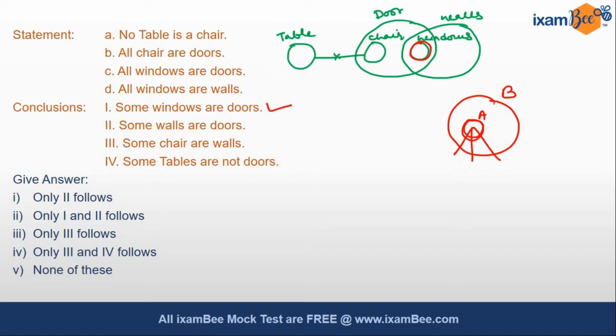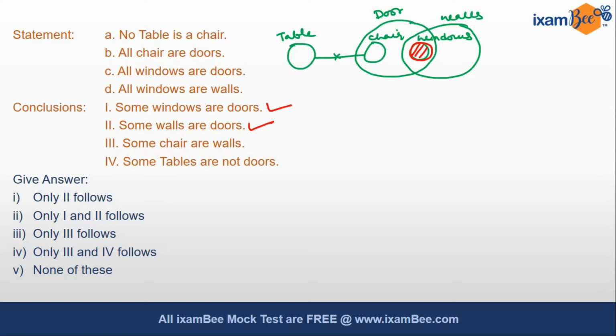Let's see conclusion number two. Some walls are doors. Now friends, as you clearly can see, this part of the window is common in both door as well as walls. So as we can see, window is also door and window is also wall. So definitely some part of the walls which is covered by this window are doors. So this conclusion is also true.